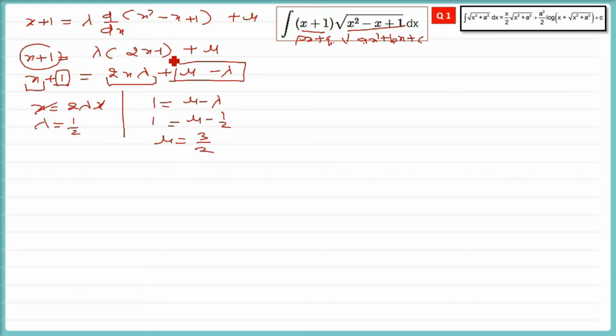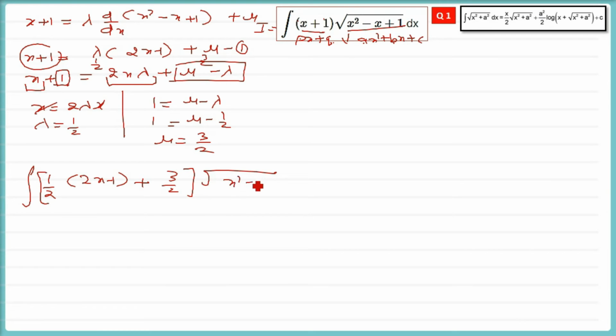Now this x plus 1 in this equation, which I am pointing to, we will use this to replace x plus 1 because lambda and mu are computed. So let's call this I. This integration will become half, in place of lambda half, 2x minus 1 plus mu, which is 3 by 2. And this is just the replacement of x plus 1. The other part will remain the same. So under root x square minus x plus 1 will remain like that with a dx here.